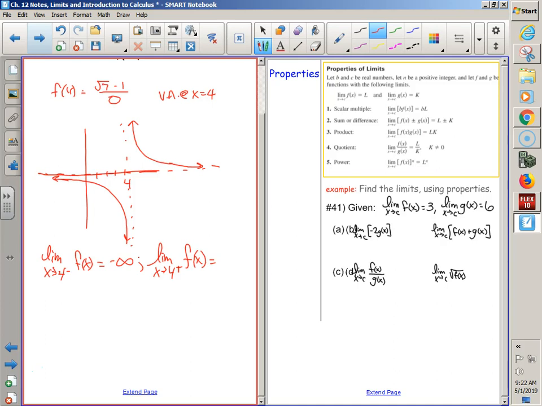How about if I come from above or come from the right branch? Remember 4.1, 4.01, 4, where's it headed? Positive infinity. Do they match? Look at your shoes. They're supposed to. Do they match? No, so therefore the limit as x approaches 4, what's my final answer? Does not exist.